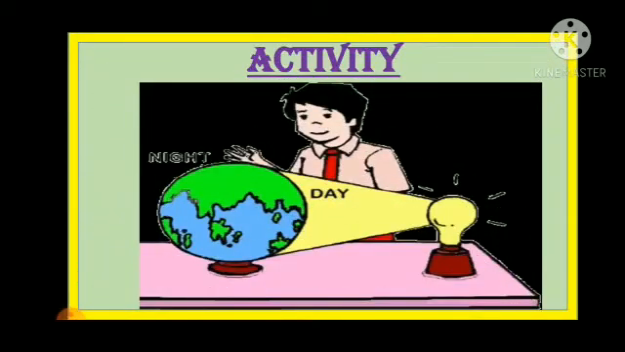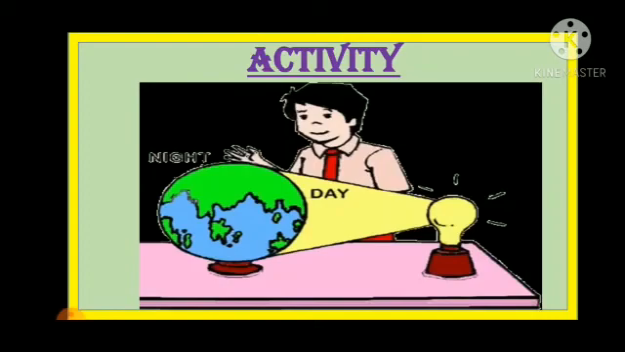Now with an activity we can understand how day and night occurs. For that we have to place a globe in front of a table lamp. Now we have to mark a red point on a part of the globe facing the lamp, and we have to mark a black point on the opposite side of the globe. Now we have to switch on the lamp. Make sure the room is not lighted by any other light source.